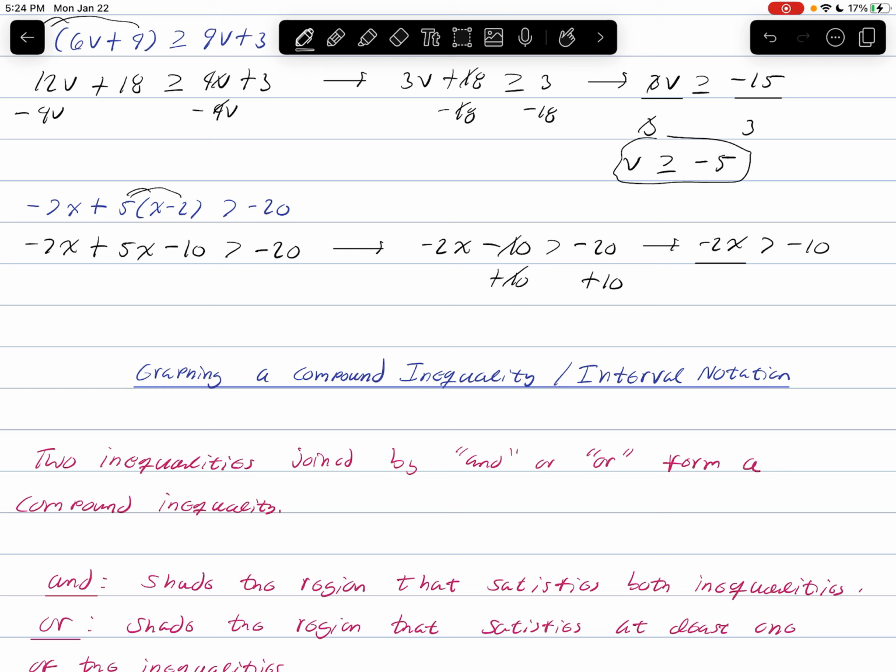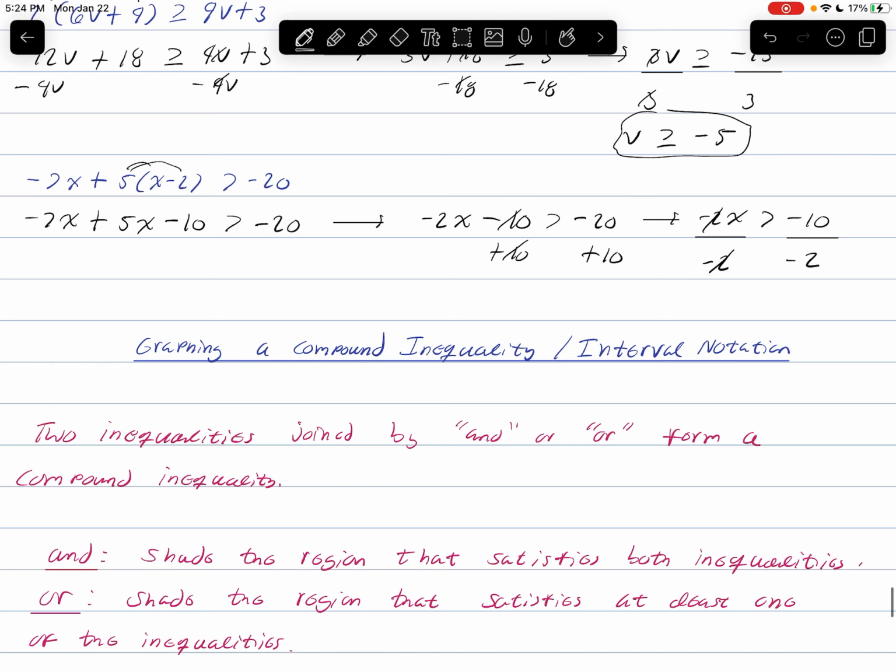And so now we can go ahead and divide by negative 2. Okay, and since we're dividing by a negative number, remember, we have to flip the direction of our inequality. So when we divide by negative 2, this will cancel these negative 2's. So we'll have x is now strictly less than positive 5, because negative 10 divided by negative 2 is 5.